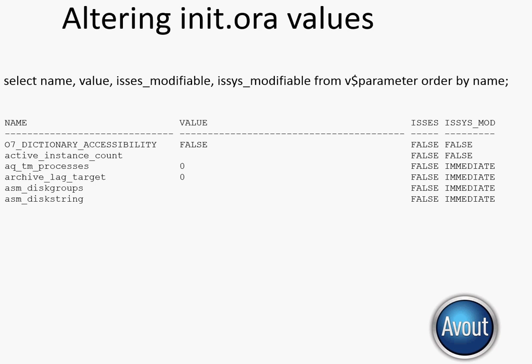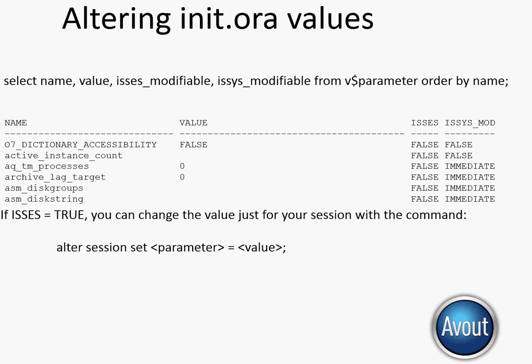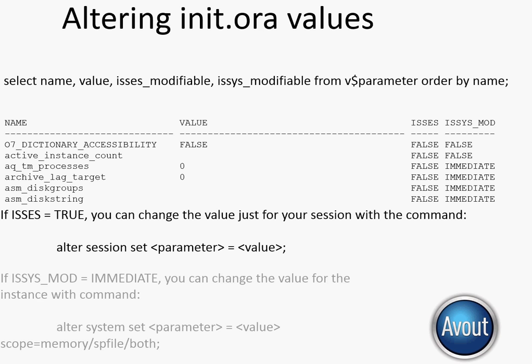So if session modifiable equals true, you can change the parameter for just your session with the command alter session set parameter equals value. If system modifiable equals immediate, you can change the value for the entire instance. Again, that's not just for your session, that's for everybody who's connecting on the system, with this command, alter system set parameter equals value. And you can see there's a scope switch that goes along with this: memory, spfile, or both. The next slide we're going to take a look at what each one of those means.